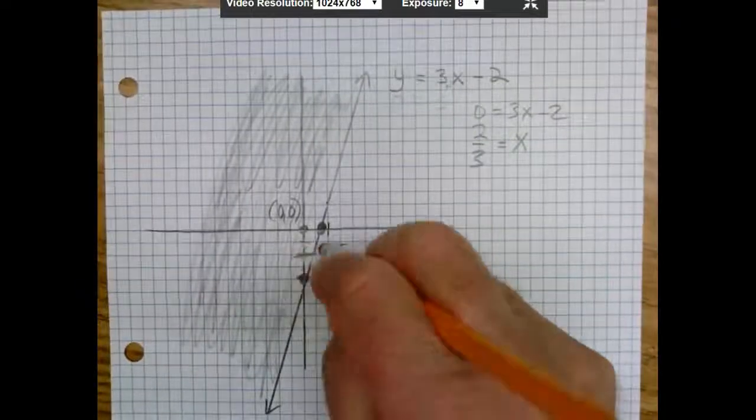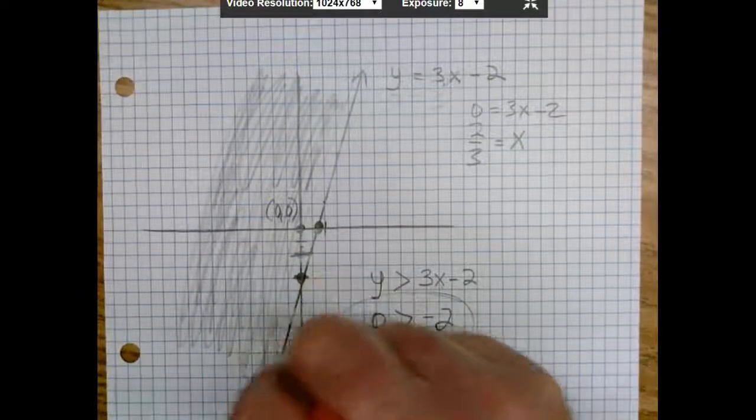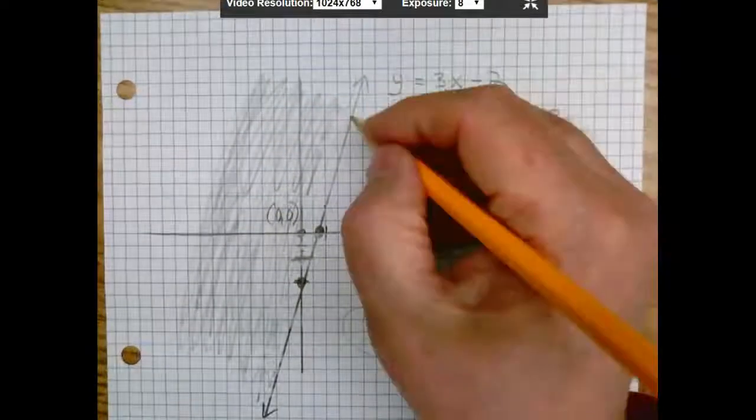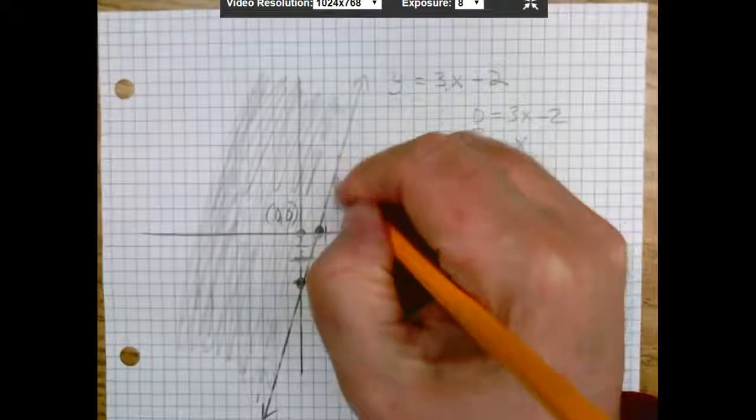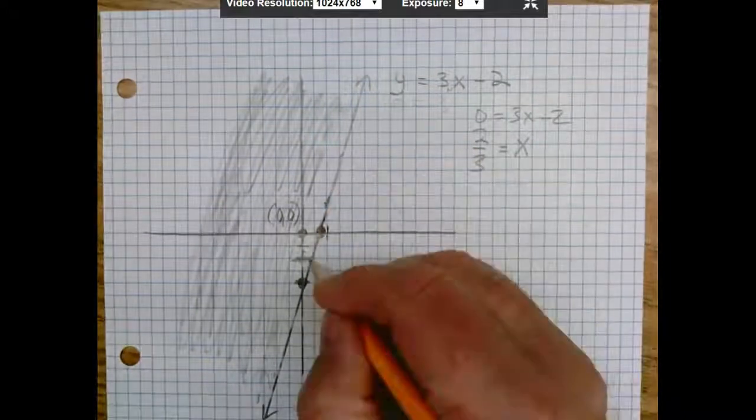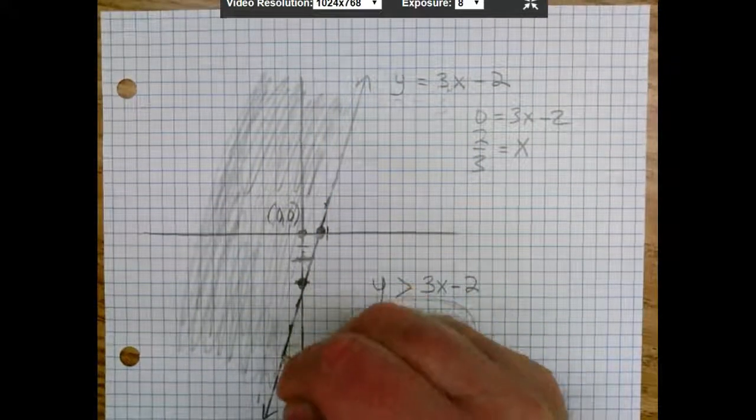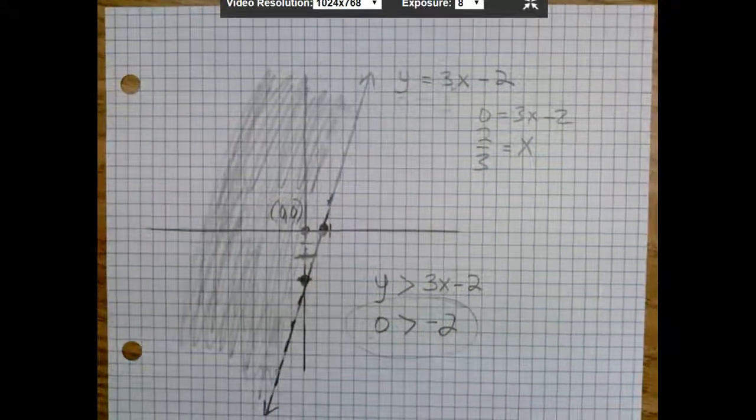This should be a dashed line, because you don't know which side it's going to be on until you test it. And here we tested the point, so it just should be a dashed line. Don't draw a straight line like I did. I made a mistake there, sorry. So that's kind of how you do that.